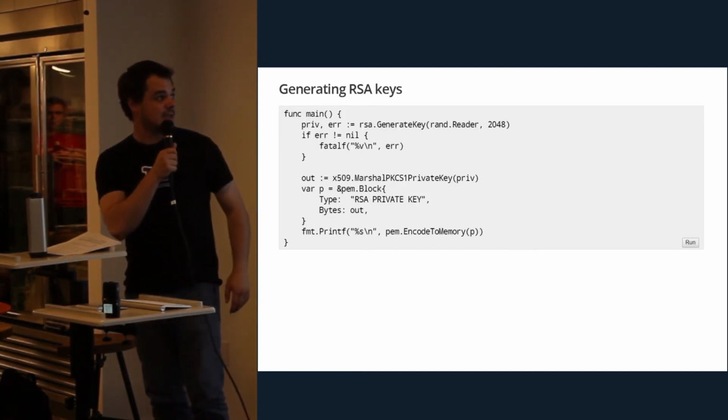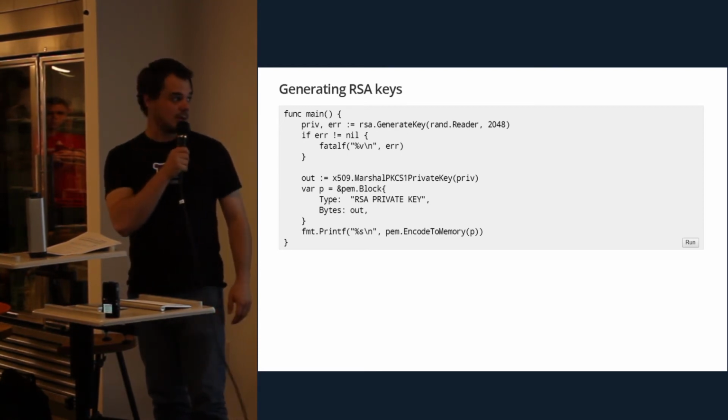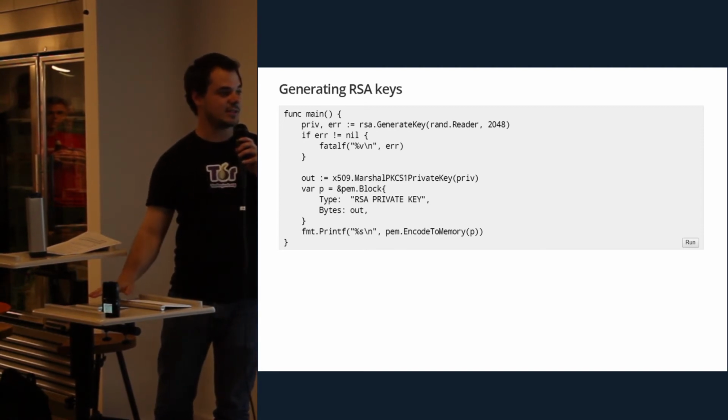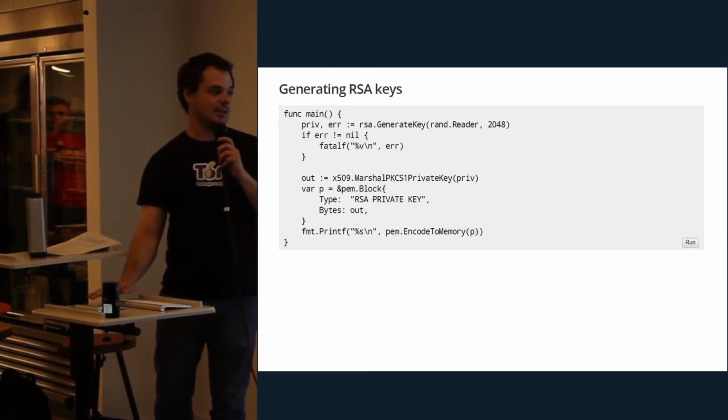Generating RSA keys is also pretty easy. You give it your RAND reader, and you tell it how big of a key you want, and it will spit out a key for you, hopefully. This is what I was talking about with the random number generator on here. We're going to get the same key each time.